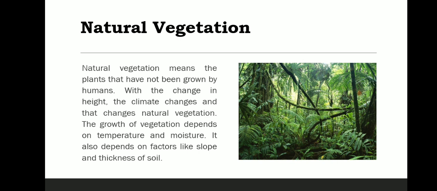So let us know about natural vegetation of India. Tropical evergreen forests, tropical deciduous forests, tropical desert vegetation, littoral forests, and the mountain vegetation. So when we say tropical wet evergreen forest, in India it is usually found in areas receiving more than 200 cm of rainfall and having a temperature of 15 to 30 degrees Celsius.